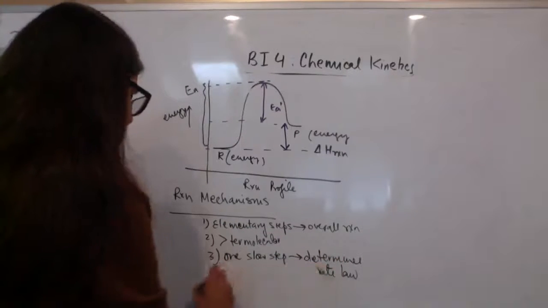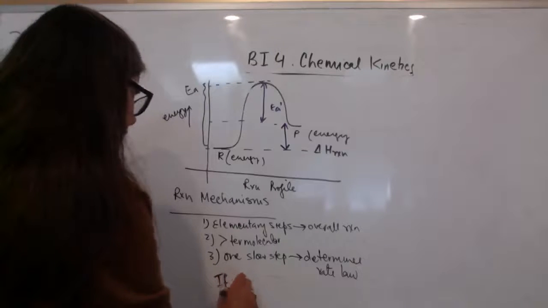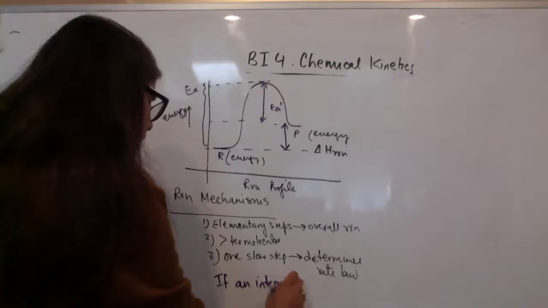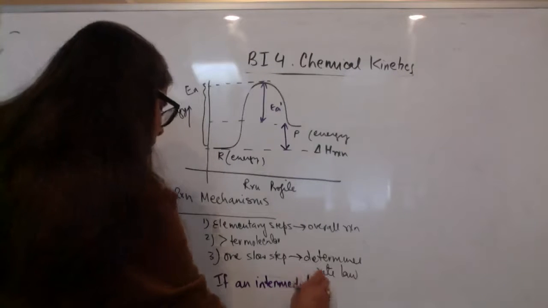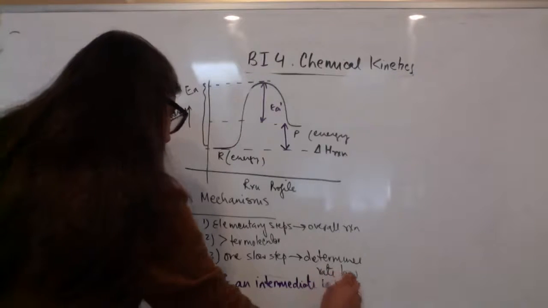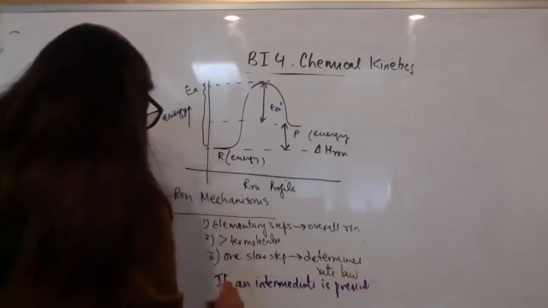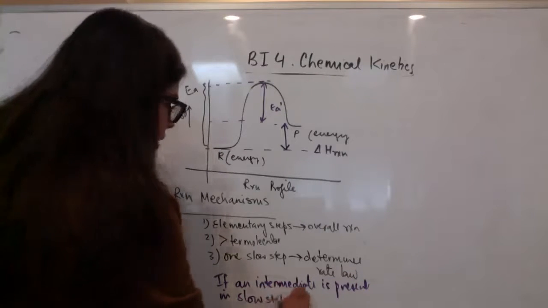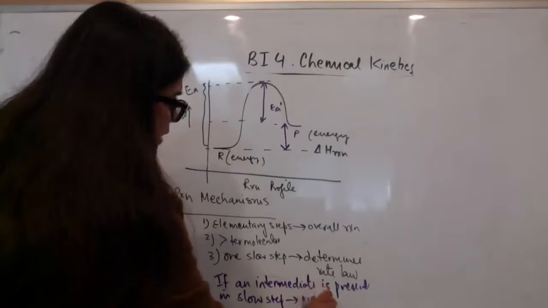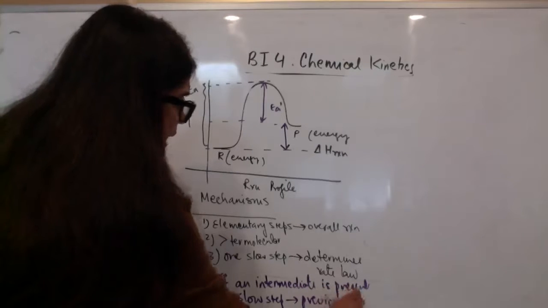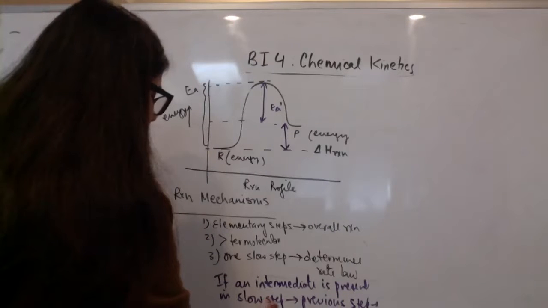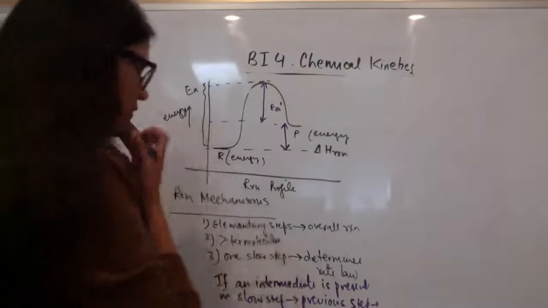But one thing you need to remember: if an intermediate is present in the slow step, then you must go to the previous step and include its reactants. We've done problems like that. I did it more just to remind you of that fact.